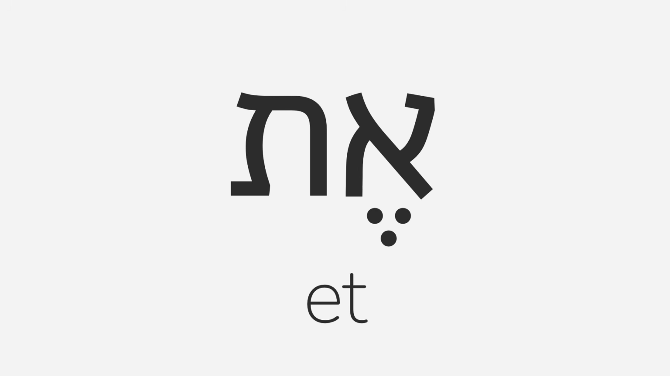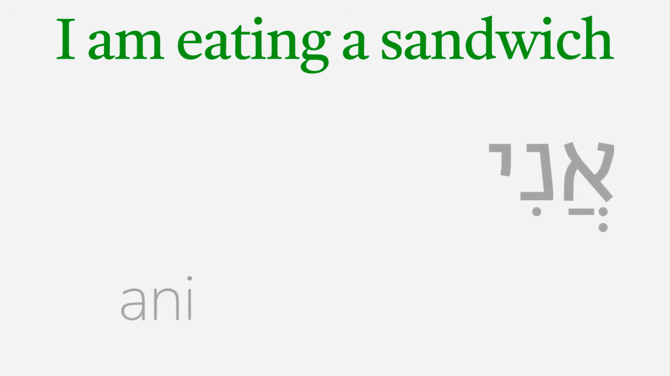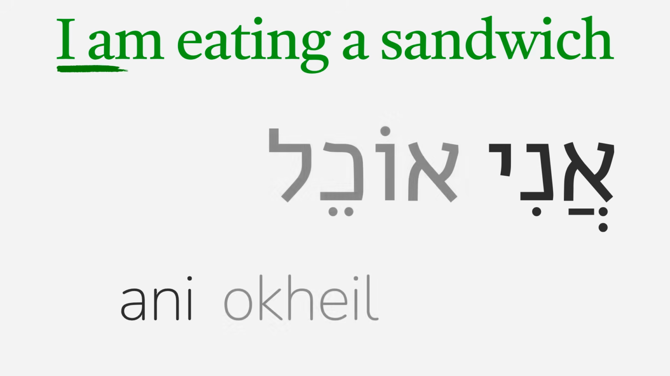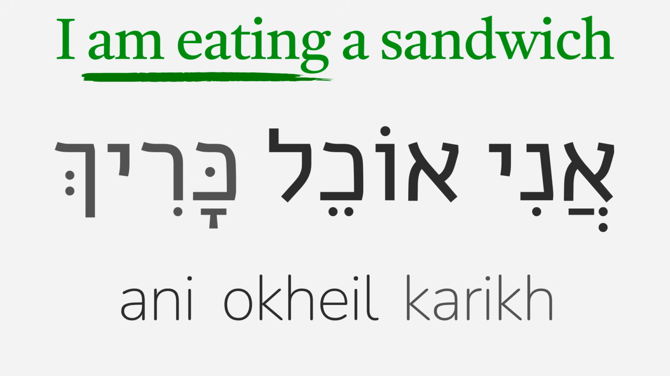Today we are going to be learning a new Hebrew preposition, et. In English, we have no equivalent to et, because English grammar doesn't need one. Because of this, it's a little difficult to explain how to use it, so let's instead see how to use it. To say I am eating a sandwich, we say ani, I, ochel, am eating, karik, a sandwich. Ani ochel karik. I am eating a sandwich.